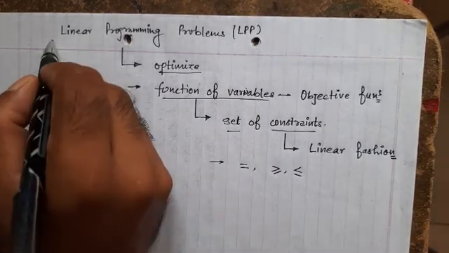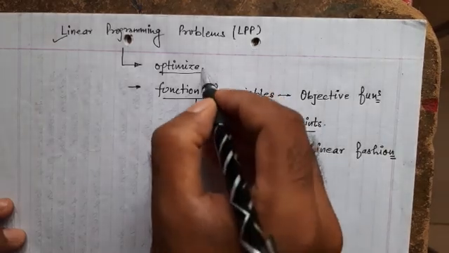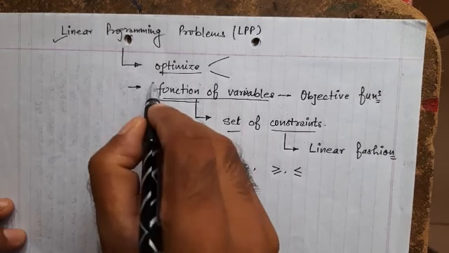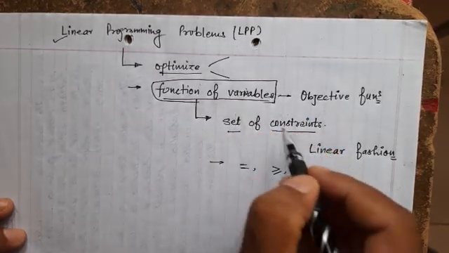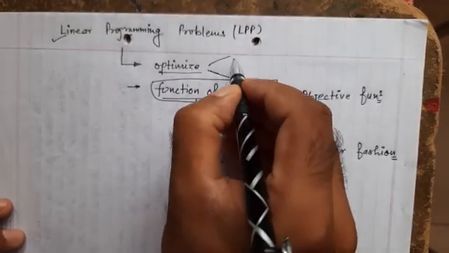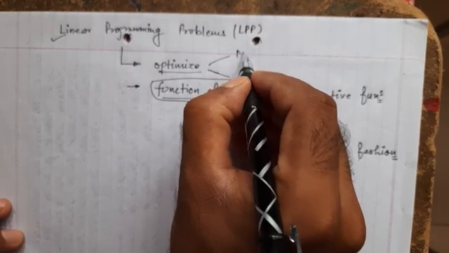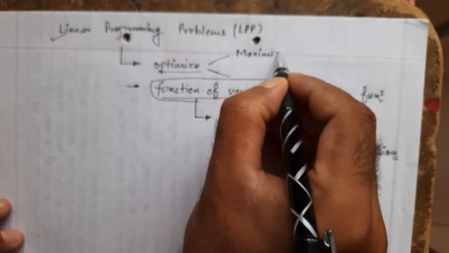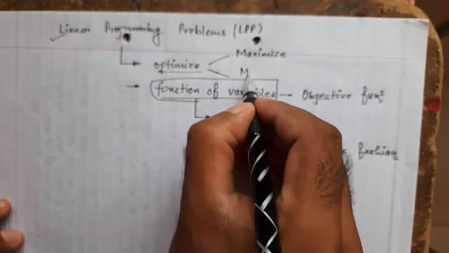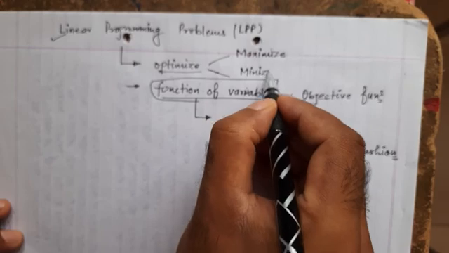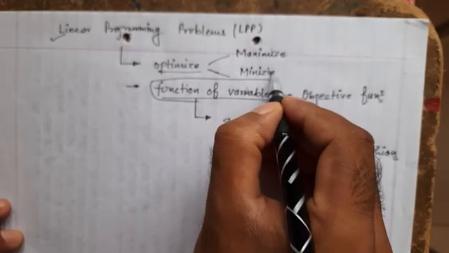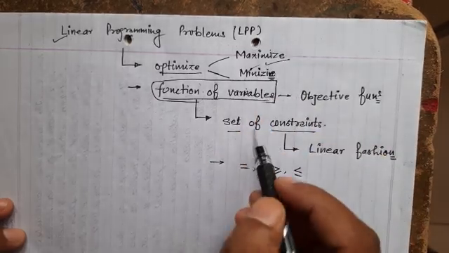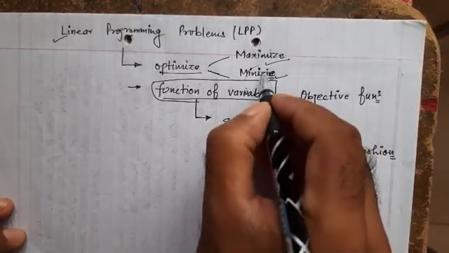So this linear programming problem optimizes this particular function, meaning it has to be optimized. Optimization means sometimes this particular function has to be maximized, and sometimes it has to be minimized. So that's the meaning of optimization. Sometimes it has to be maximized, sometimes minimized.